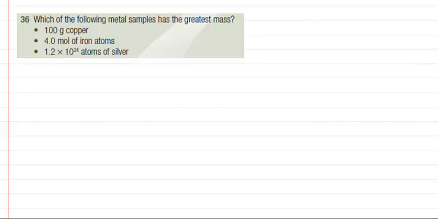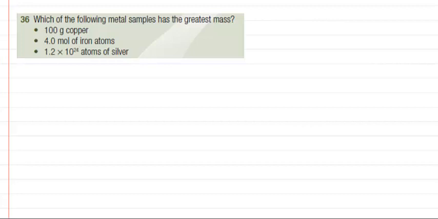Okay, so this is another question from the textbook, and this is actually a really good question to make sure that you understand what a mole is and what it represents. So the question: which of the following metal samples has the greatest mass? 100 grams of copper, 4 mole of iron atoms, or 1.2 times 10 to the 24 atoms of silver?